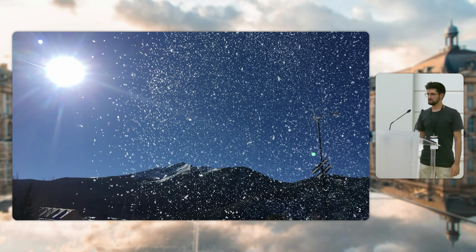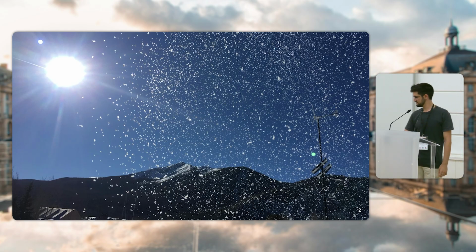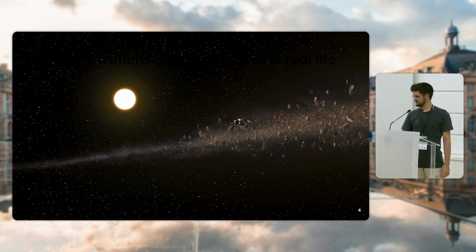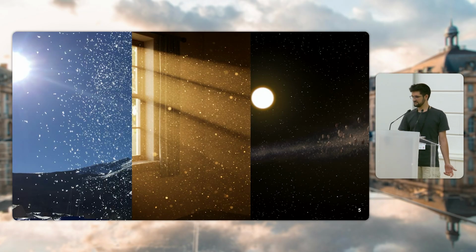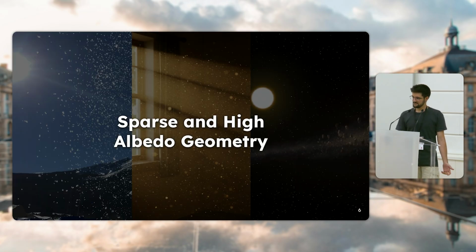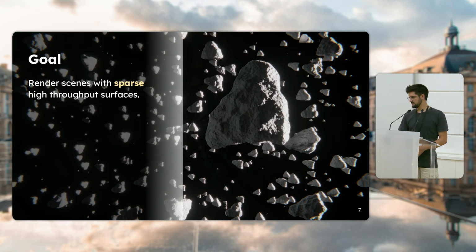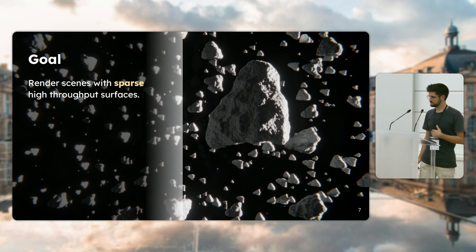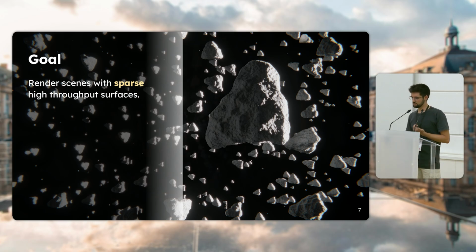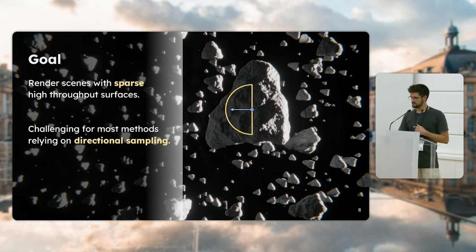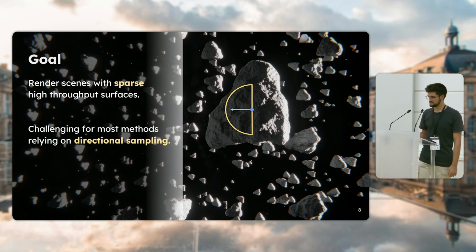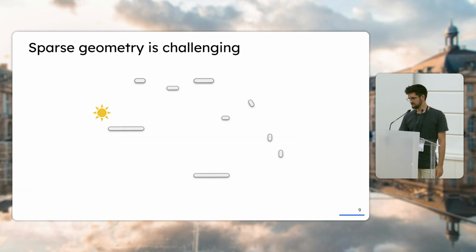So first, I want to show you some images. This one. And what do they all have in common? All of them have sparse and high albedo geometry. So the goal of this paper is to render scenes such as these ones with sparse and very high throughput surfaces, such as this asteroids field, which are very challenging for most methods that rely on directional sampling.